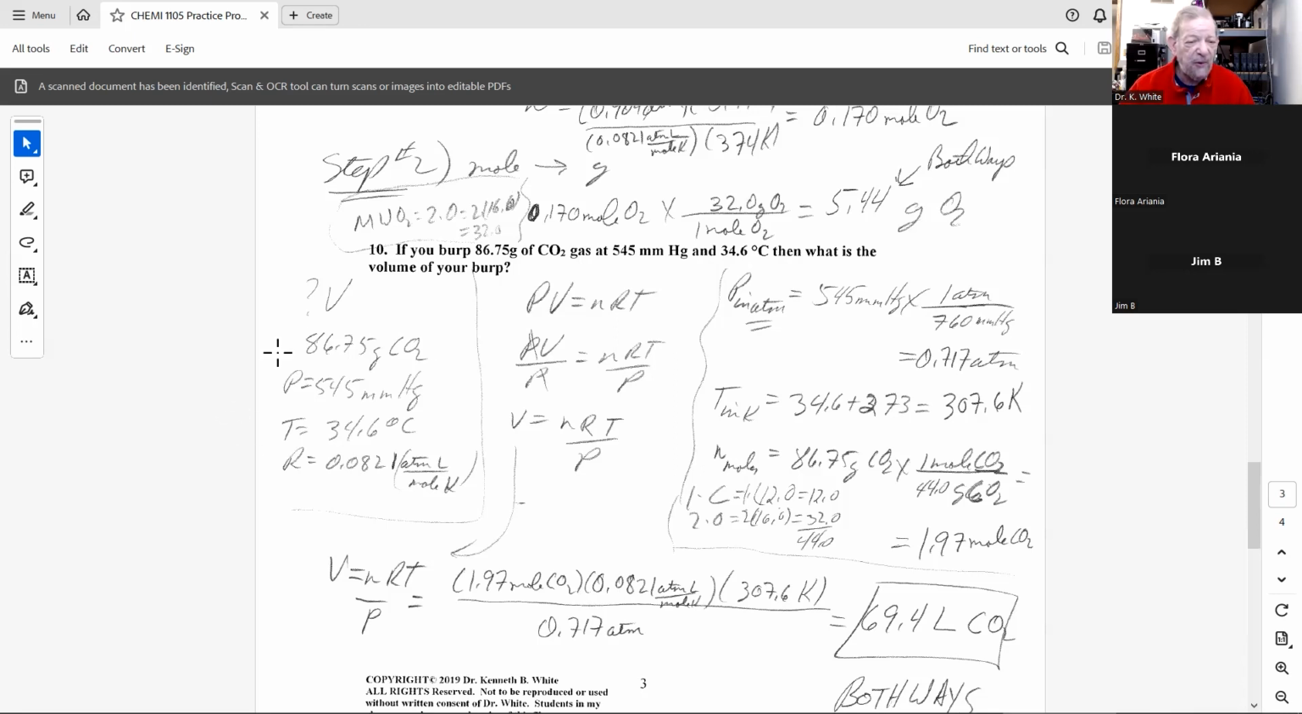Now, first of all, what are we trying to find? V, volume. We're working with a gas. We're given the weight. We're given the pressure. How do we know? Because you know mmHg, millimeters of mercury, is pressure. We're given the temperature, and you'll be given R, the universal gas law constant.